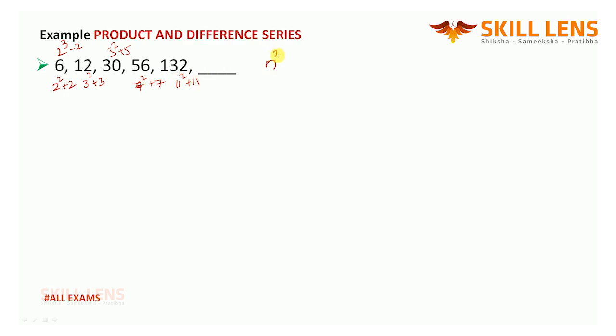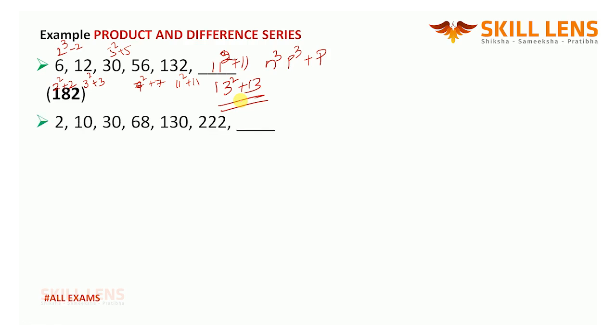So which is n cube. I can write prime square plus prime. So next would be what? 11 square plus 11. So that will give you 182 as your answer. 13 square plus 13, 169 plus 13, that will give your answer. Hope everybody understood. Let's go to the next question.